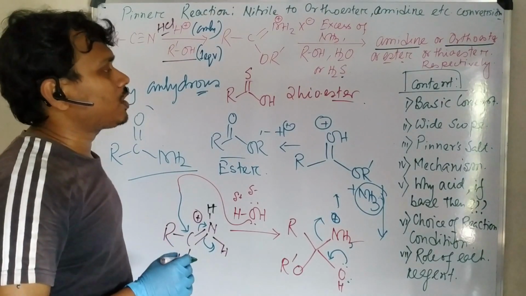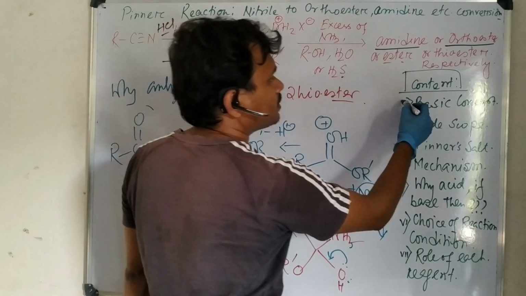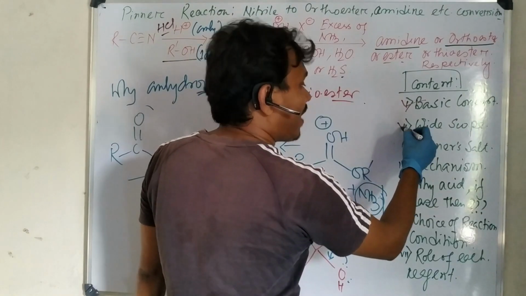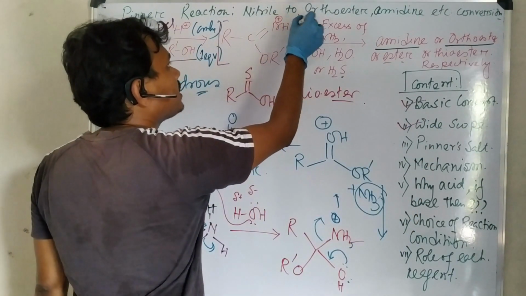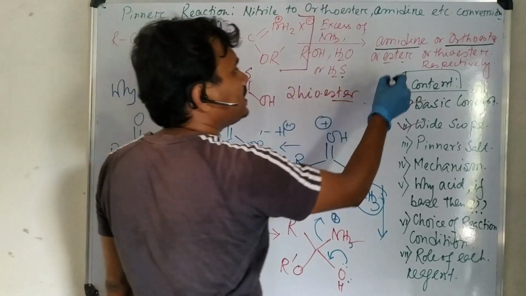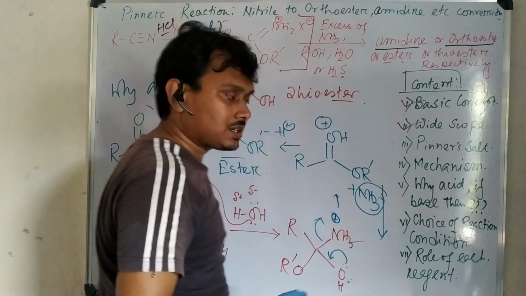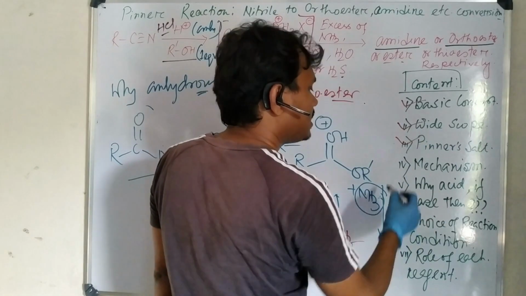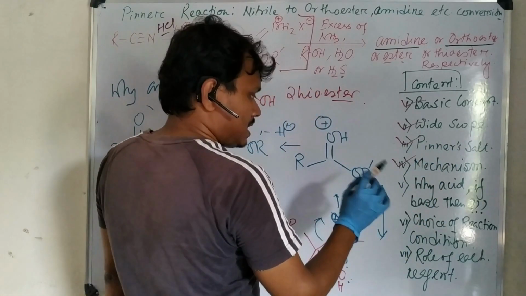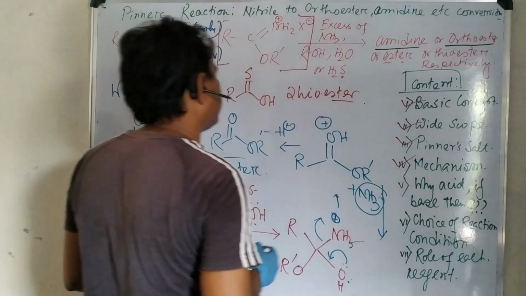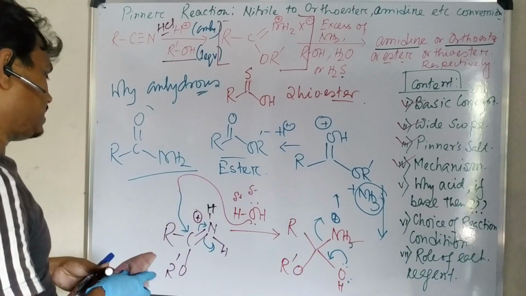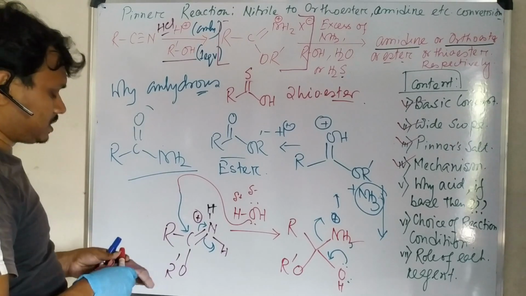So till now, what points have we discussed? We have discussed the basic concept, and the wide substrate scope, because one Pinner salt is capable of providing this many substrates. Okay, this Pinner salt we have discussed. We have discussed the mechanism. We haven't discussed the choice of reaction condition. Okay, one part I missed, that is the choice of reaction condition.